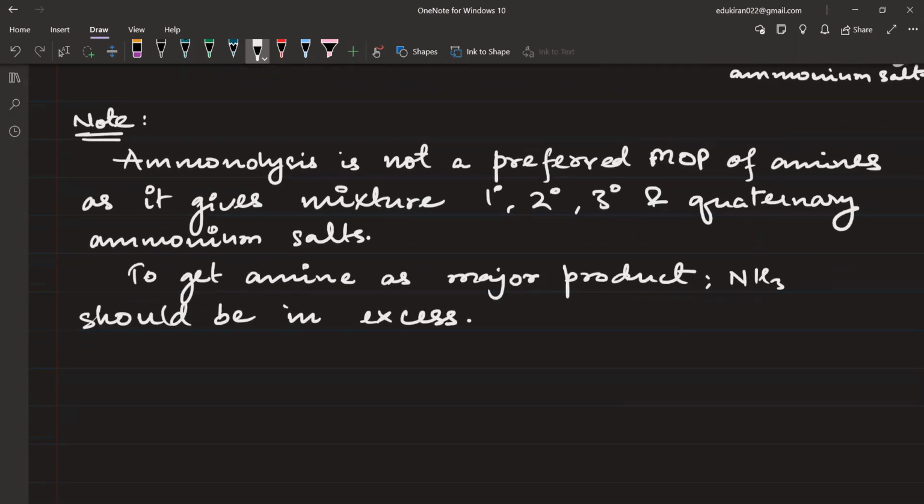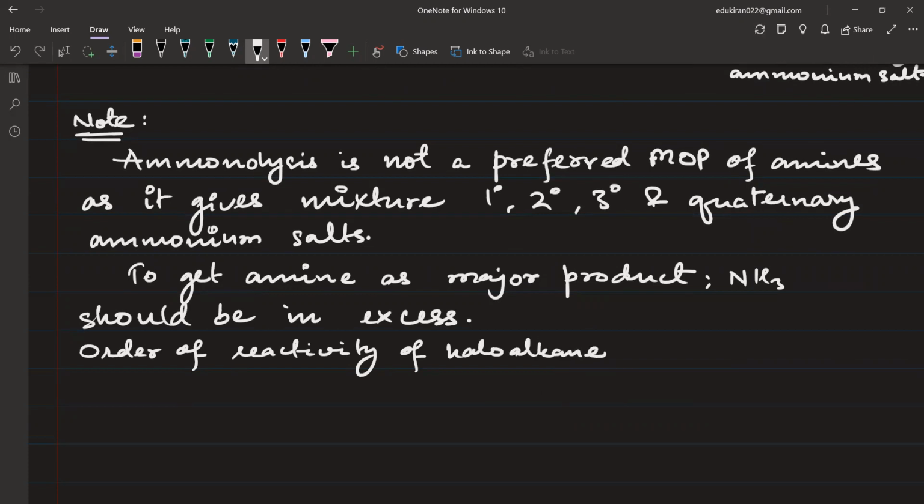Right, next, order of reactivity of haloalkane. The best leaving group is iodine, hence RI will be fastest, followed by RBr and followed by RCl. Fluoroalkane does not show reaction because it does not leave easily. Fluorine is not a good leaving group.